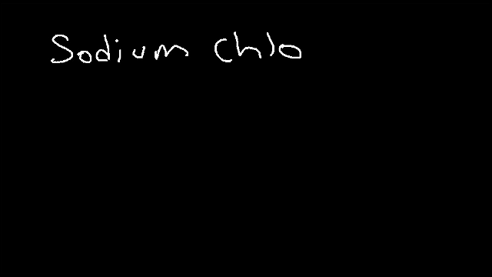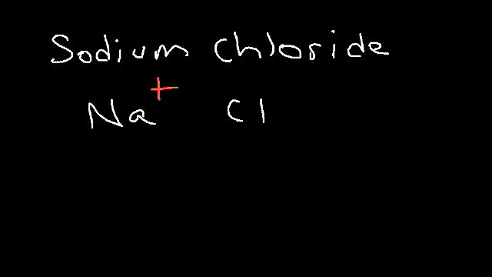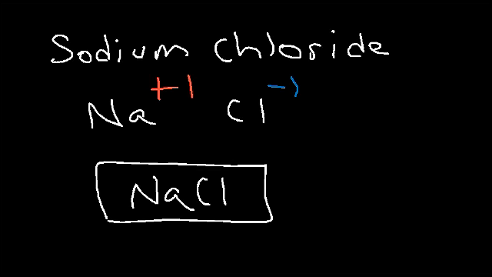Now let's say we want to write the formula for an ionic compound like sodium chloride. The first thing you want to do is write the ions that are in this compound. Sodium, we said, has a +1 charge as an ion, and chloride has a -1 charge. If the charges are the same, if they're 1-to-1, you can simply write the ions together. These two ions are going to combine into this compound, NaCl. And that's all you've got to do to write the formula if the charges are the same.